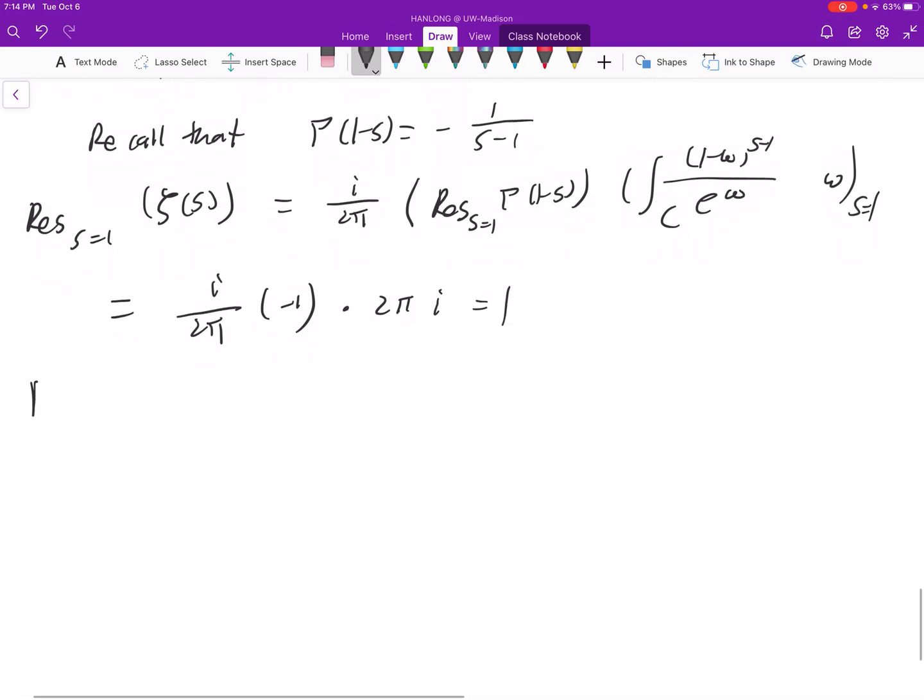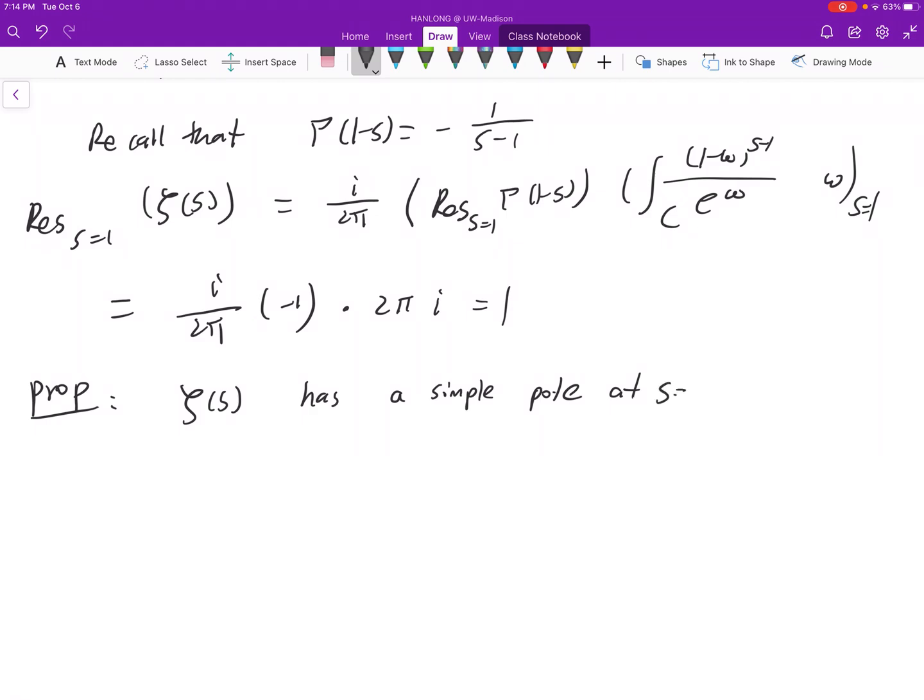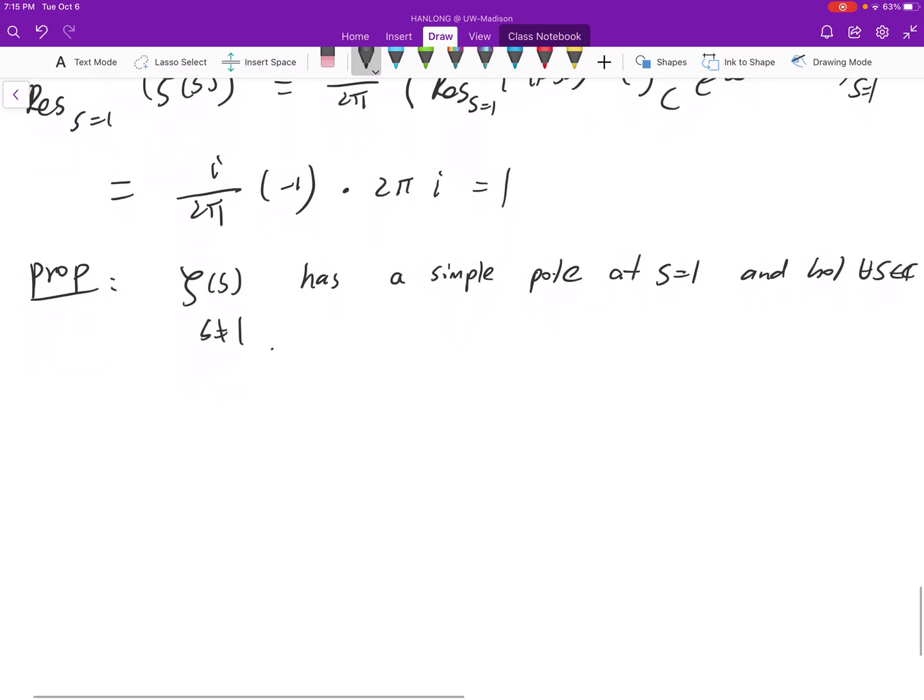So we know that the proposition is: zeta s has a simple pole at s equals 1 and is holomorphic for all s in C different from 1.